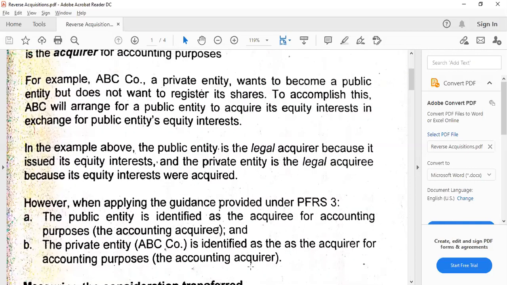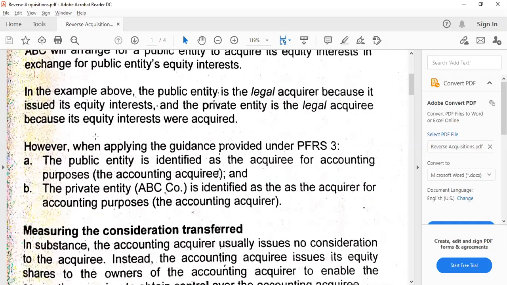So public entity, legal acquirer, so accounting acquiree. Private entity, legal acquiree, so accounting acquirer. Again, think of the reverse. Hence the term reverse acquisitions. Anyway, this does not happen normally. So this is like an additional input in addition to conventional or usual business combinations or acquisitions.